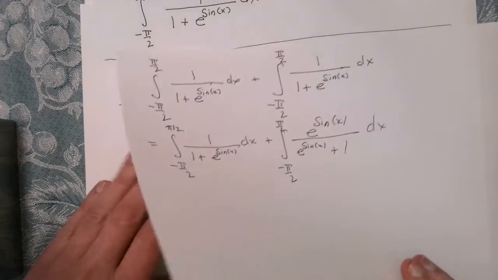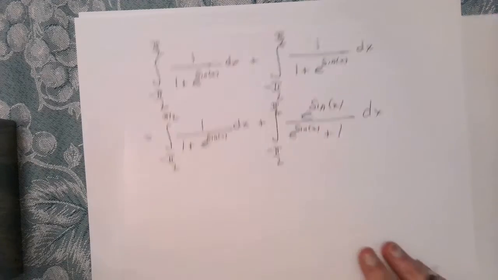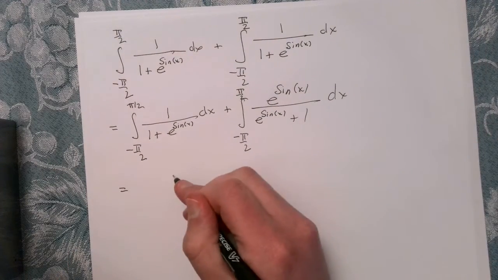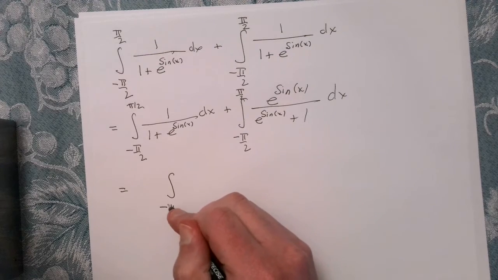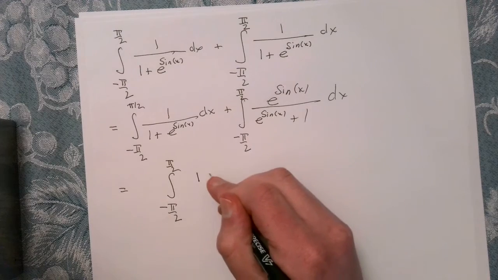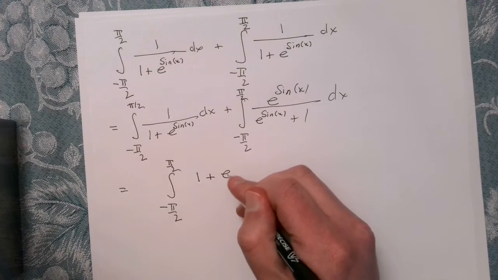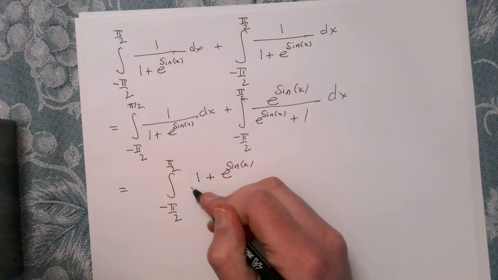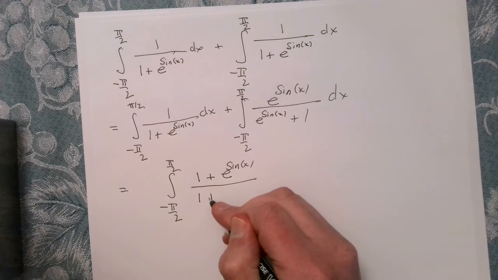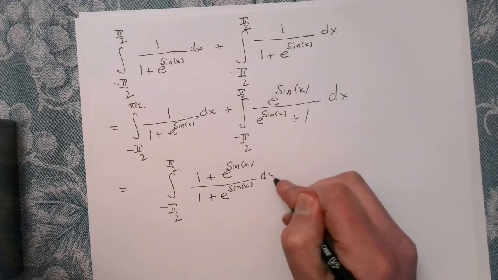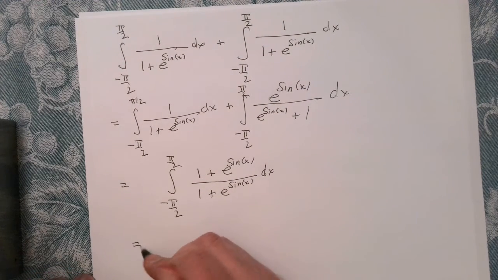But the integral is additive, right? So since the integral is additive, we can rewrite this as a single integral. This is the integral from minus pi over 2 to pi over 2 of 1 plus e to the sine of x. I mean, these have common denominators, right? So we're just fine here. And so this is over 1 plus e to the sine of x. How cool is that? dx. That means we're just integrating 1 on this interval.